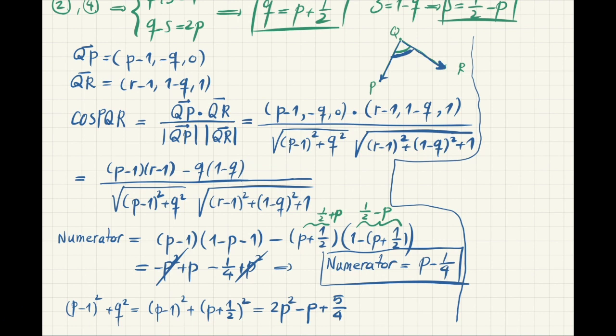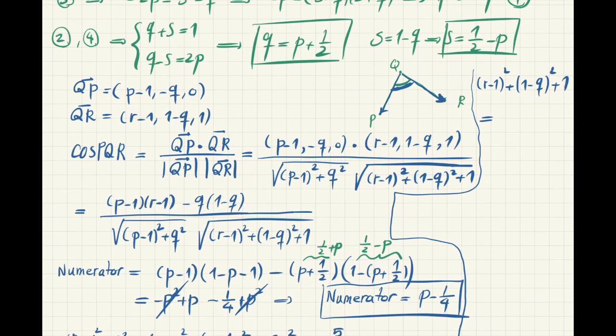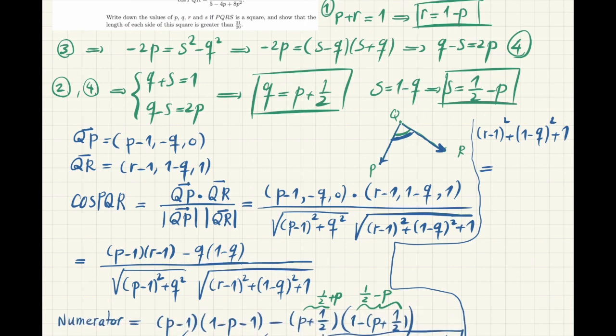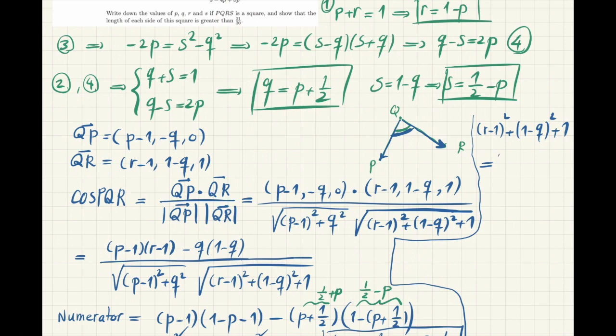Okay, so this becomes (R minus 1) to the 2 plus (1 minus Q) to the 2 plus 1. Let us calculate this part. So what is R? R is 1 minus P and Q is P plus 2. So I can just replace them again. Instead of R, I put 1 minus P, so it becomes (1 minus P minus 1) to the 2, and then plus (1 minus Q), which is P plus 1 half, to the 2, and then I have plus 1. But this one becomes P squared, because the negative 1 and 1 are gone, so it becomes P squared.